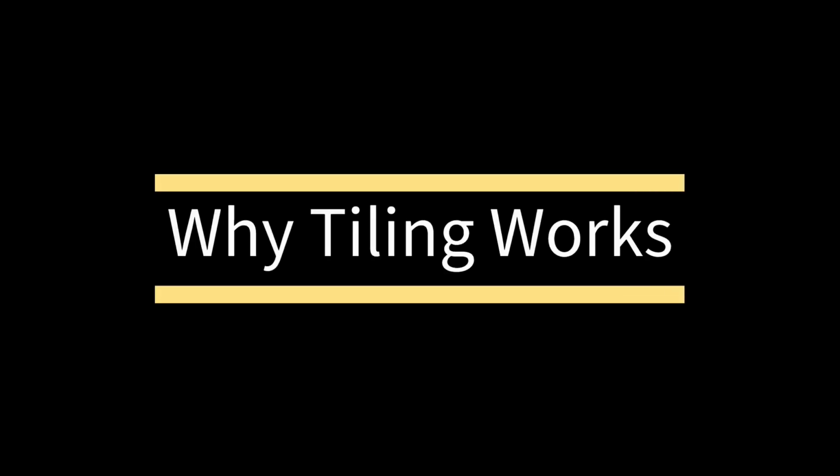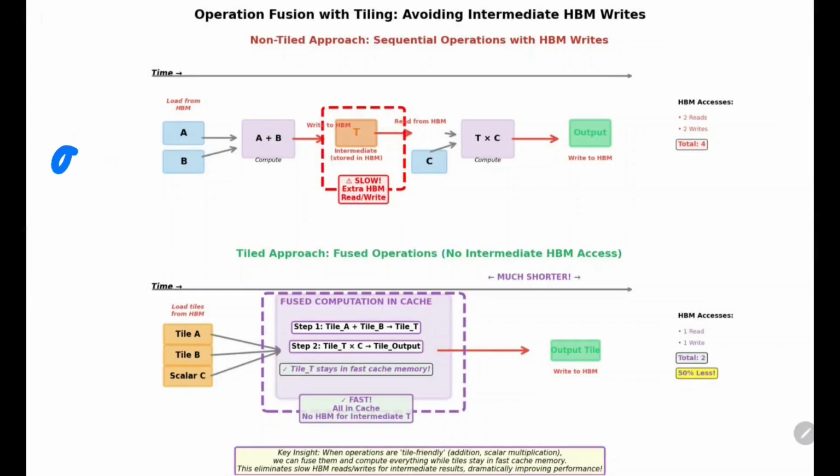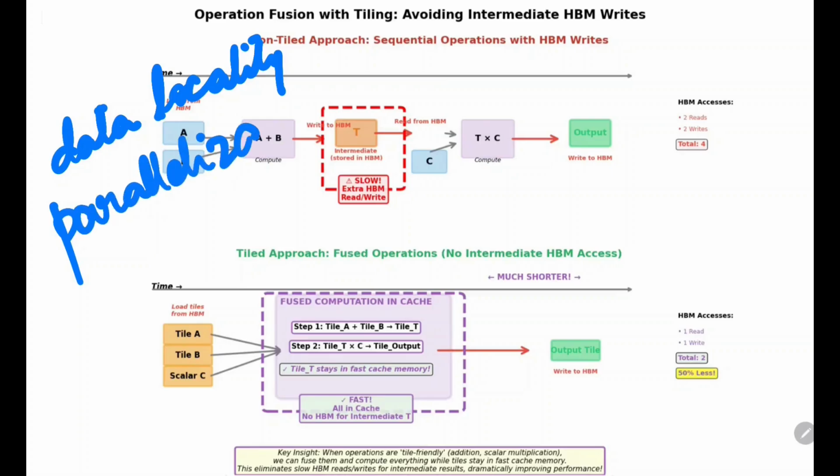Now, why does tiling work? Tiling leverages several principles of computer architecture. There is data locality, which ensures that data being actively used by the processor stays in the fastest available memory, thus maximizing data reuse. There is parallelization, which is that the operations on different tiles of the resultant matrix can often be computed independently and in parallel across multiple processor cores or GPU threads.